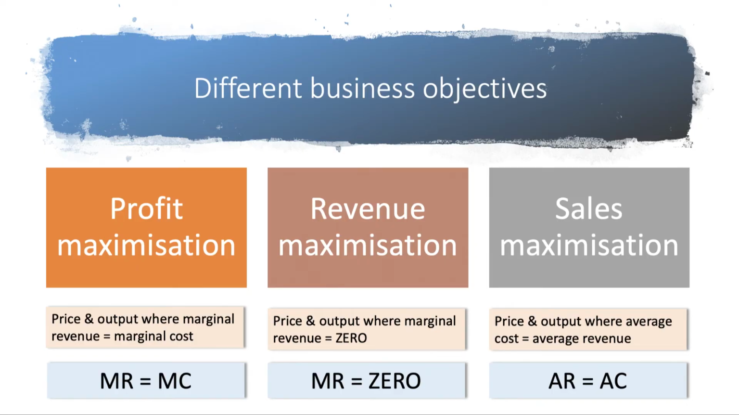So those are our three objectives. Now you can't go wrong if you understand and know that businesses have different objectives, and that will lead to different prices and outputs. Profit max, revenue max, sales max. If you get those three, you're in great shape.